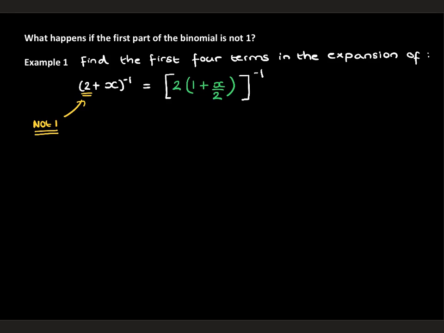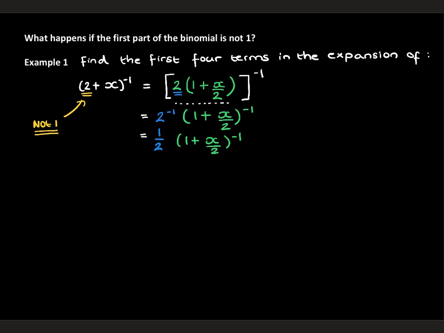The next thing I'm going to do is raise both parts of this to the power of negative 1. So the first part, this 2 here, is simply going to become 2 to the negative 1. And then that's going to multiply by 1 plus x over 2 all to the power of negative 1. So I've simply taken the contents of the square brackets and raised each part to the power of negative 1, even though I haven't done the full expansion for the green part yet. Now, what does 2 to the negative 1 equal? Well, it equals a half. So I have a half multiplied by 1 plus x over 2 to the negative 1.